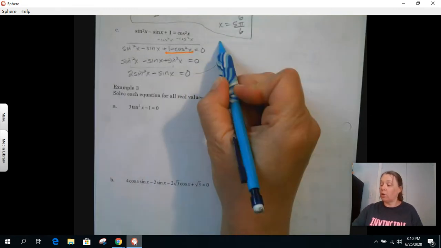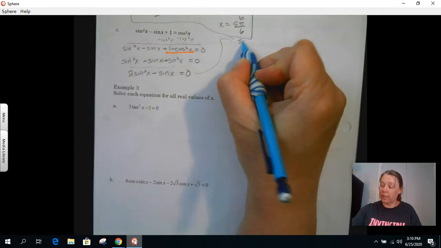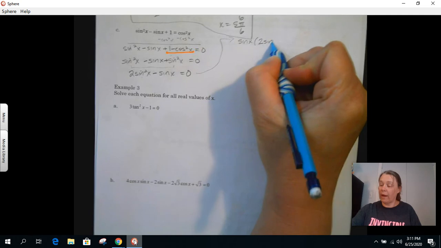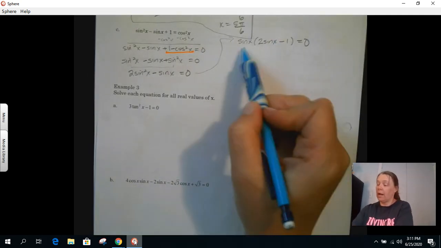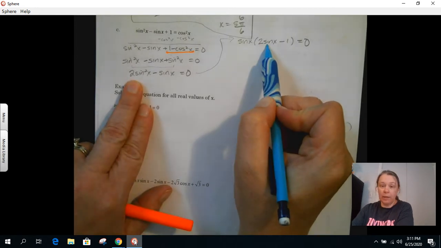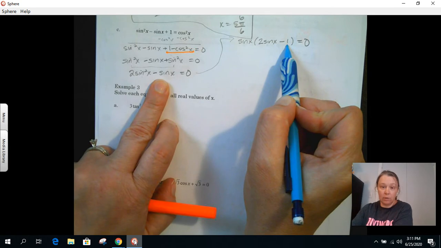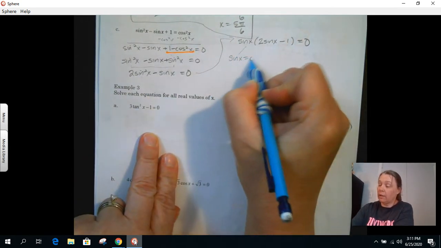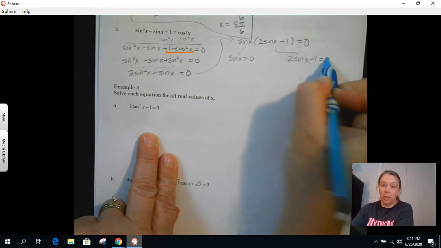Well, now I can use factoring by pulling out a GCF. So I could pull a sine of x out of each of these and be left with sine of x times 2 sine of x minus 1 equals 0. So if I did sine x times 2 sine x, that would get me here. If I did sine x times negative 1, that would give me this minus sine x. So I pulled out that GCF. Then I can use the idea of setting my factors equal to 0 and solving.